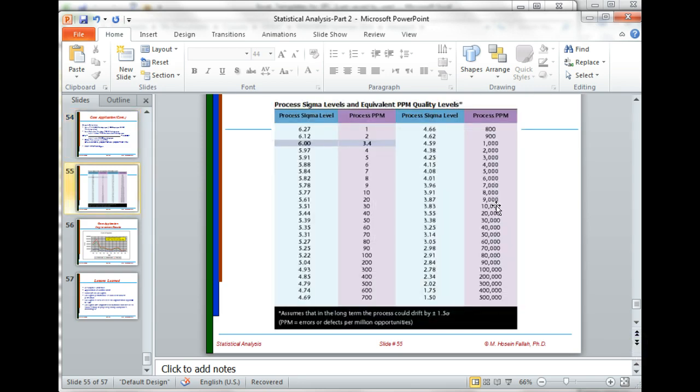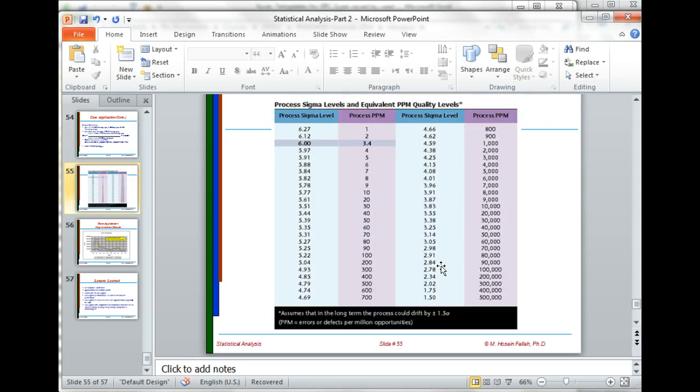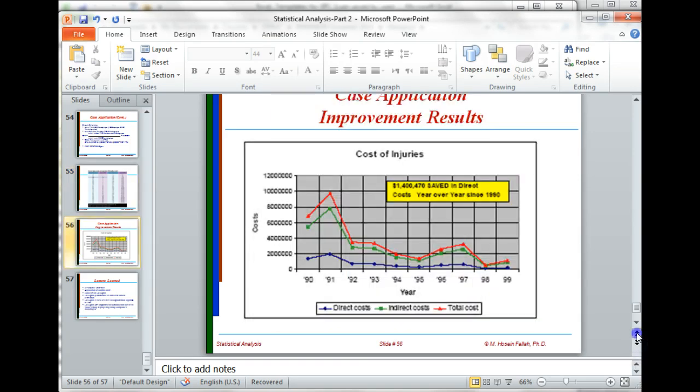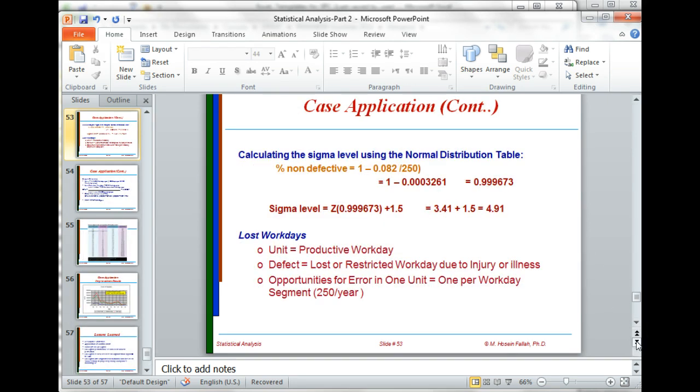So I'm going to come into the parts per million to 9,287, and you could see here the corresponding sigma. 9,287 is somewhere in here as 2.91. And that says 3.86 sigma. There seems to be an error in here. That is not actually the number it should have been. I need to go back and fix that. But the way you do it is to go to the table.